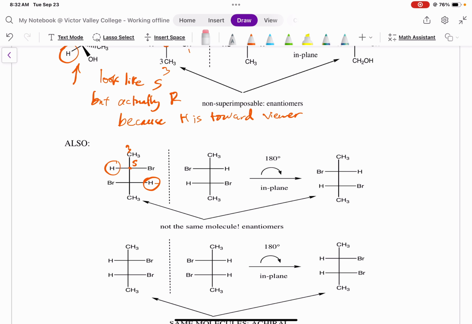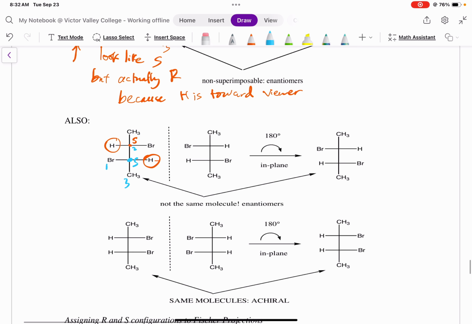We can erase this so we don't get confused. Okay, now if we're looking at this one, it's going to be 1, 2, and 3. So that looks like R, but it's actually S as well. Okay, that's all we've got to do. Of course, when you do rotations, you know what you're doing. Just don't change the bond connectivity, and you'll see. Okay.